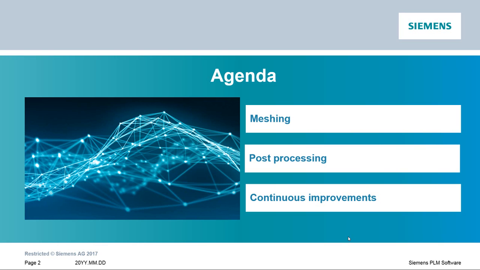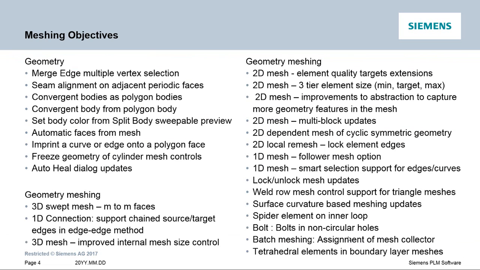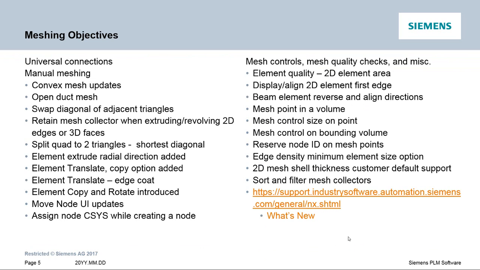in Simcenter 12. We'll focus on three main areas: meshing, post-processing, and continuous improvements. We'll begin with meshing. In meshing, we have many new capabilities introduced in Simcenter 12. Because we will only be focusing on a few of these new capabilities, if you'd like to review all of them, you can do so at our website listed in the bottom right under the What's New section.